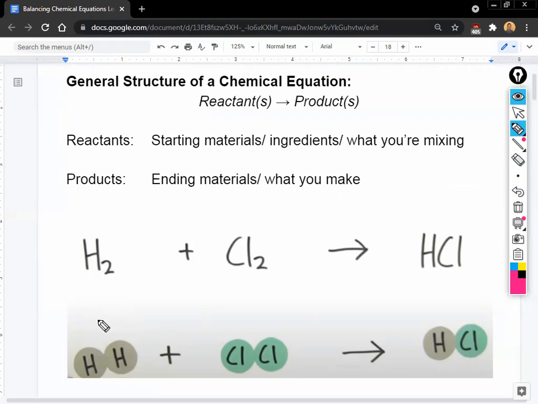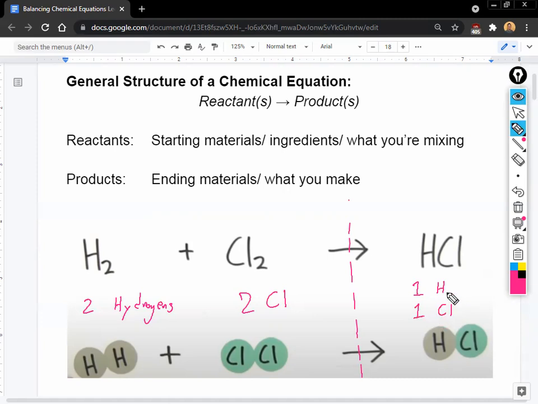How many hydrogens are on the left side of the arrow? There's one H2, but H2 is made out of how many hydrogens? Yeah, it's two hydrogens, right? So we have two hydrogens. How many chlorines are on the left side? Two. There's two of them. But how many hydrogens are on the right side? Yeah, there's only one. And there's only one chlorine. So this doesn't make any sense, right?